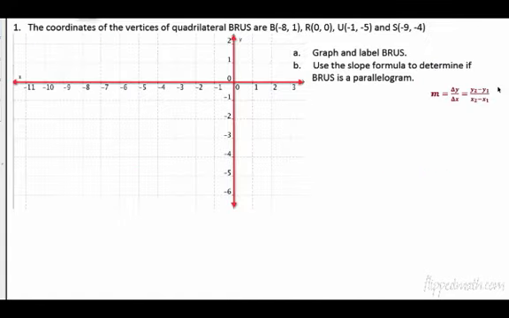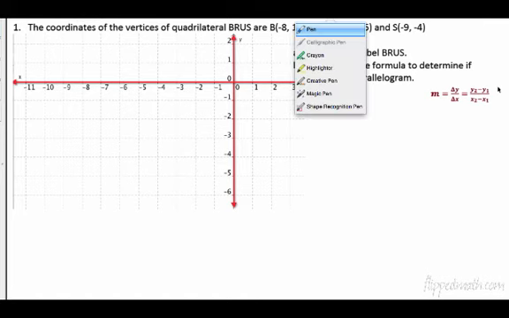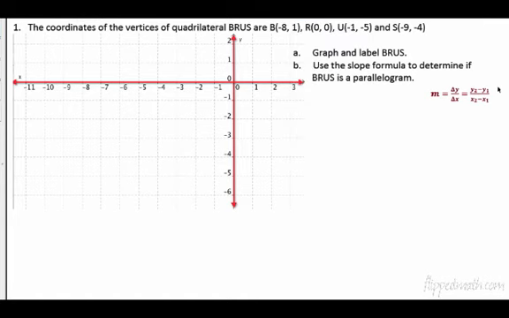All right. This problem is an application wonder. I love these coordinate proofs. Basically, you have to plot points and use the slope formula, distance formula, and all that kind of fancy stuff. All right, let's look at this. Part A, graph and label BRUS. Man, that's almost ugly. That's almost brust.